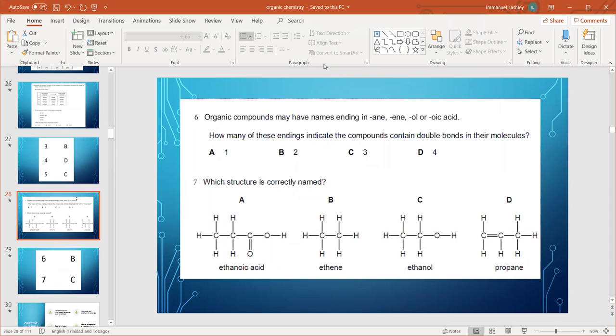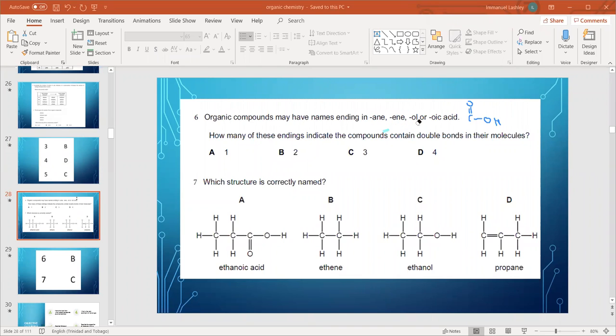So ANE only has single bonds, so this one is out. ENE has a double bond present. OL represents an alcohol, which only has single bonds. And oic acid has C double bond O, so there's the presence of a double bond in this one as well, with the OH. And ENE is C double bond C. So this has a double bond and this one has a double bond. So I have 1, 2. So my answer is B as in boy.